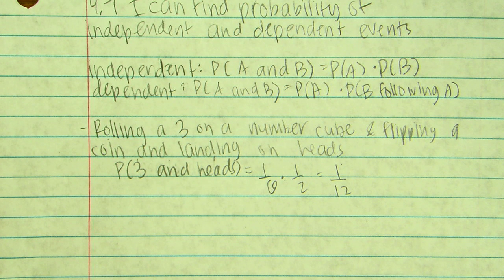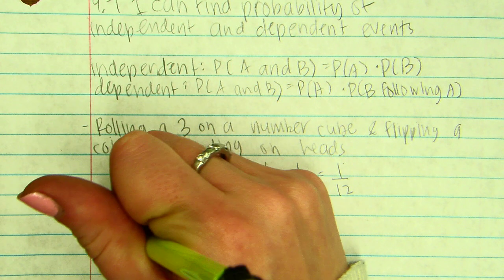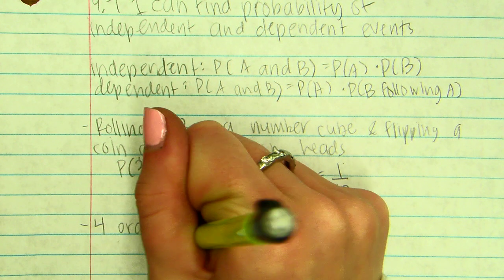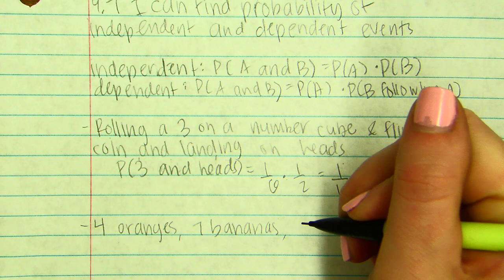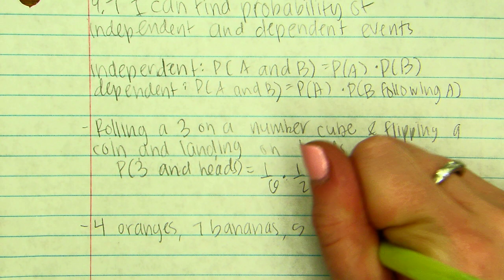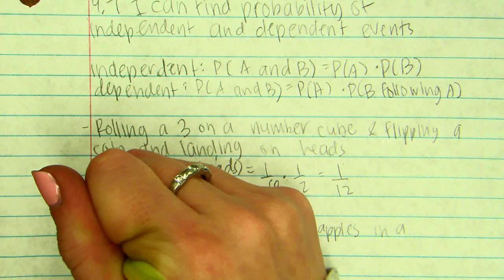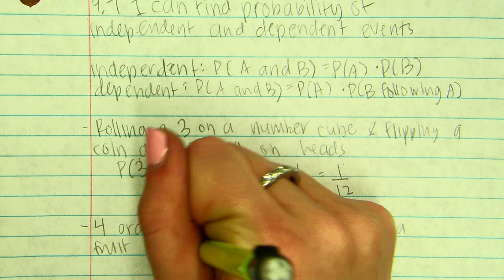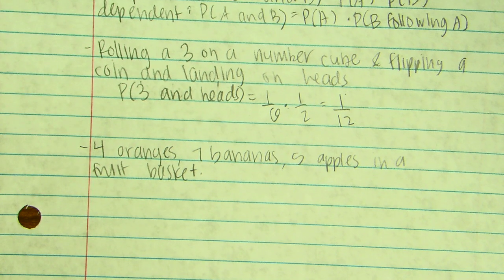What if we say we have 4 oranges, 7 bananas, and 5 apples in a fruit basket. Okay, this is just the setup. We're going to have a couple examples here.